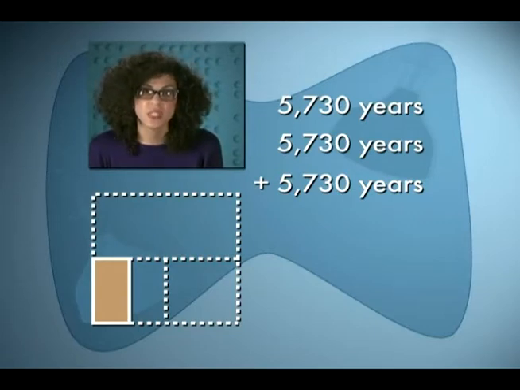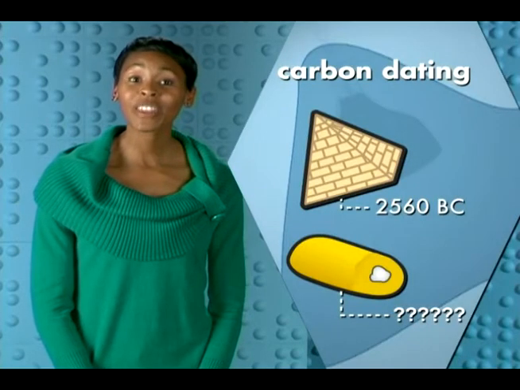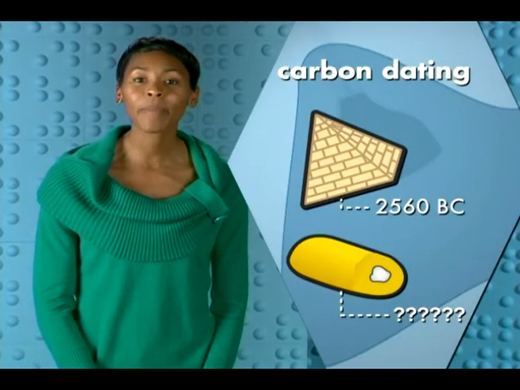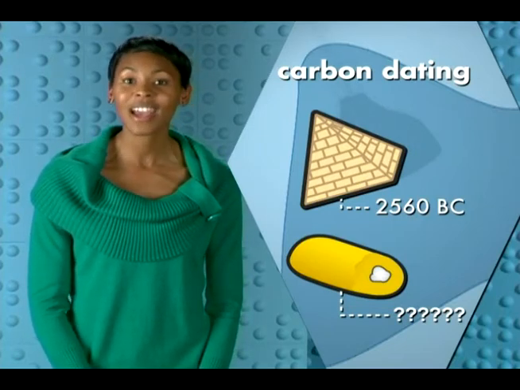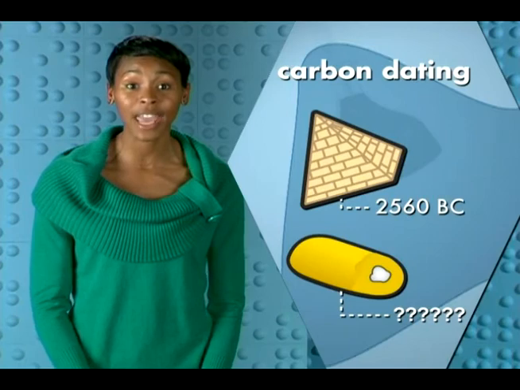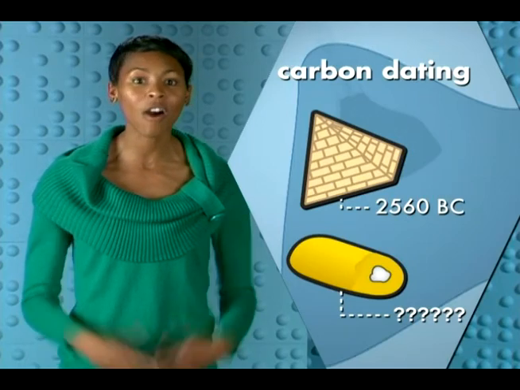Half-lives are different for each isotope, but they're pretty predictable. That makes them super helpful to scientists. By measuring the amount of carbon-14 left and comparing it to the half-life of 5,730 years, scientists can figure out an object's age pretty accurately. They've used carbon dating to find the age of all kinds of things.